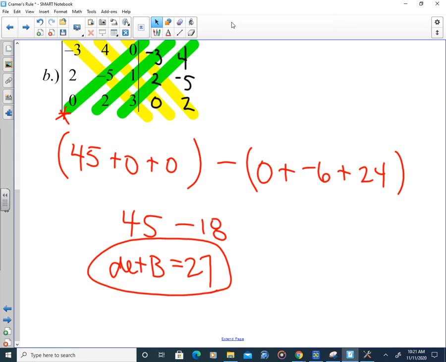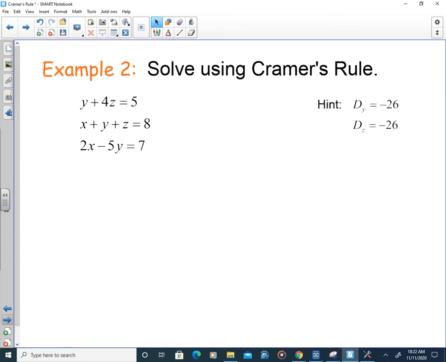Now yesterday, we were using Cramer's rule and determinants to solve systems of 2 equations. Well, today, I want to take it a step further. I want to use Cramer's rule to solve a system of 3 equations. It's no different than a system of 2 equations. It's just a little more steps, okay? So you're going to start off by finding D first.